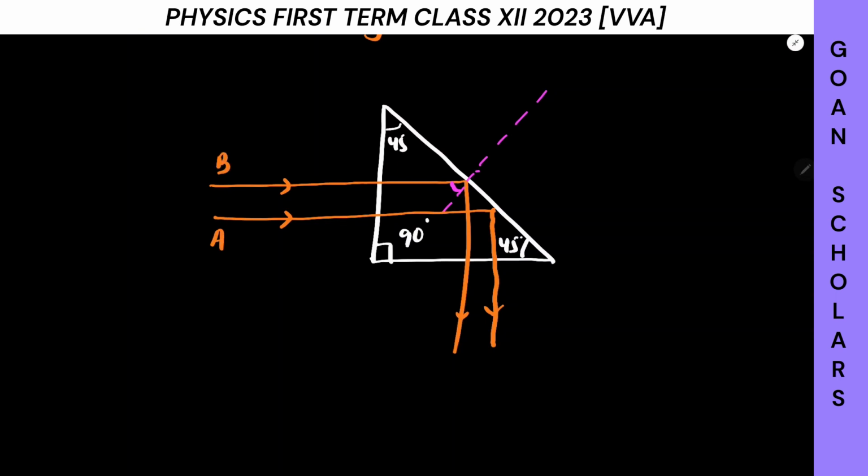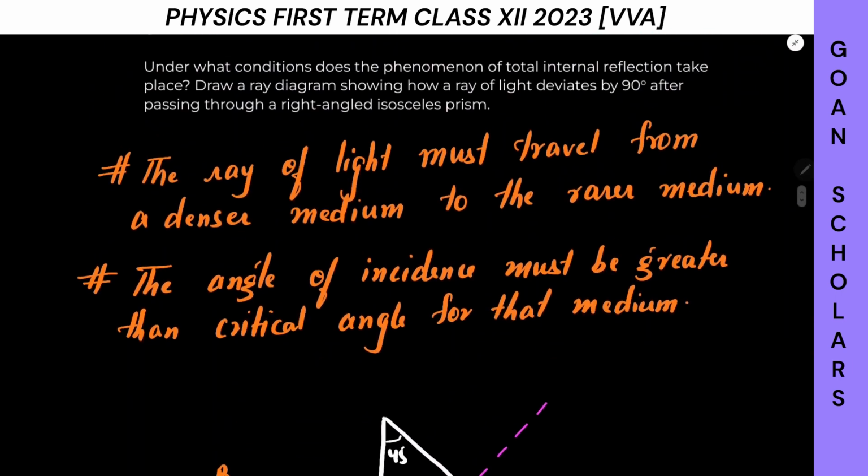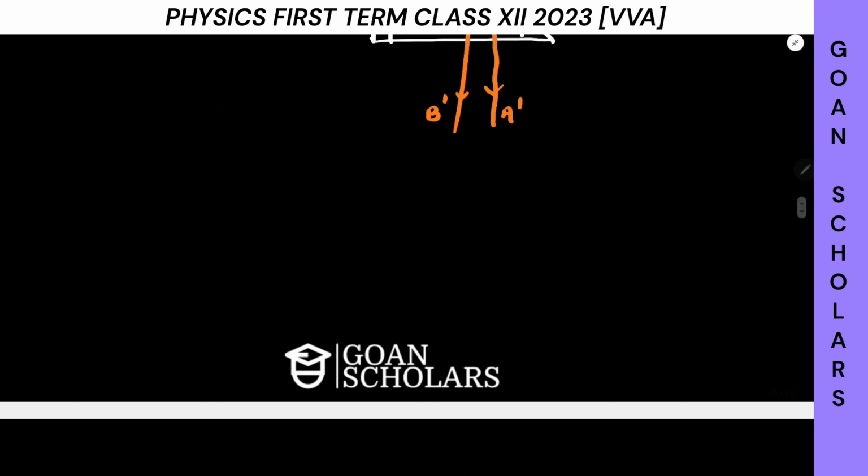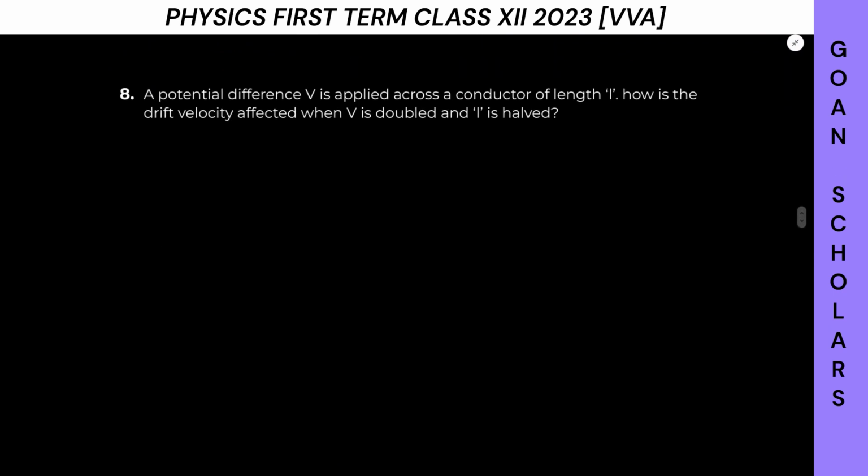So this is A, this is B, and similarly you will get A dash here and B dash here. So this was the ray diagram. Only the ray diagram is asked. Yes. Let's move to question number 8.